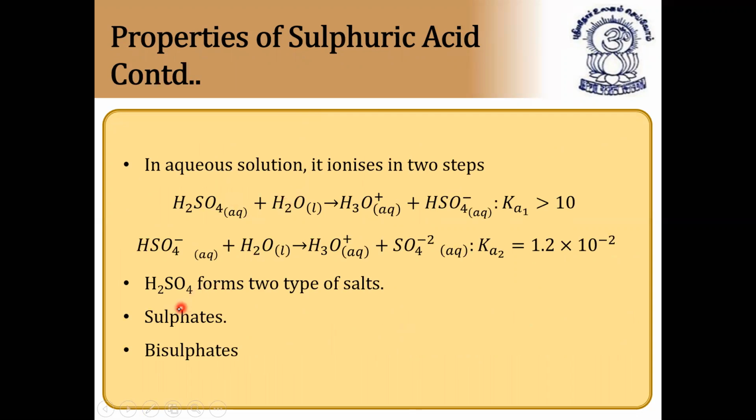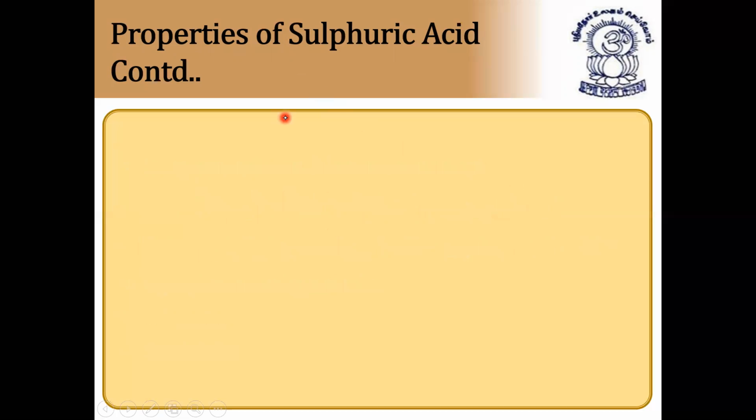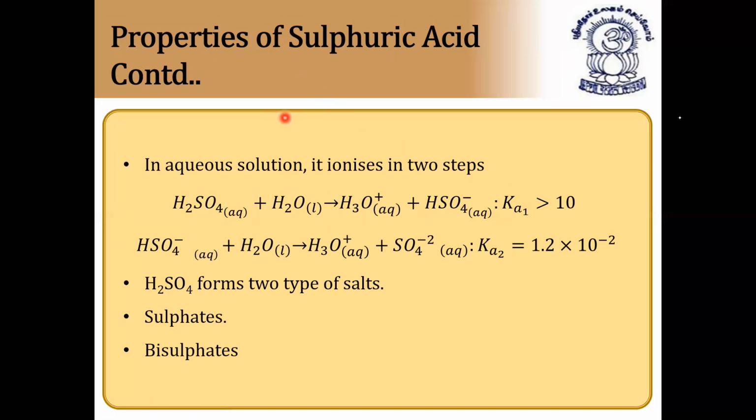Sulfuric acid ionizes in two steps because it contains two ionizable hydrogen atoms. So in the first step, what happens? It forms H3O plus and HSO4 minus. And in the second step, this HSO4 minus... And this Ka1, what is it called? The dissociation constant Ka1 is greater than 10. And the second is the dissociation constant of the acid.